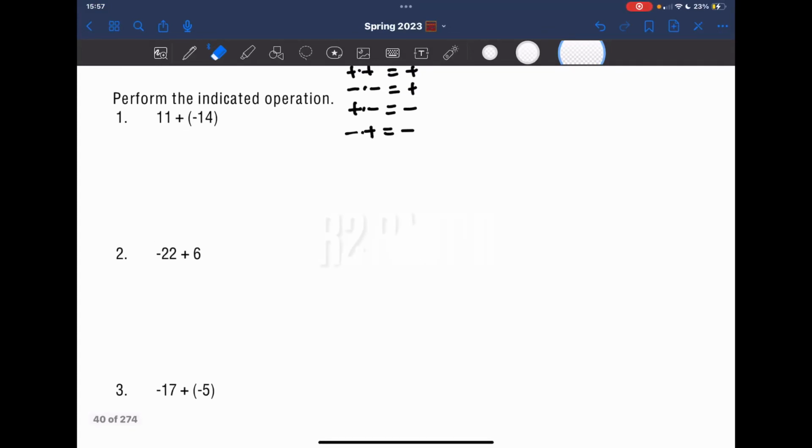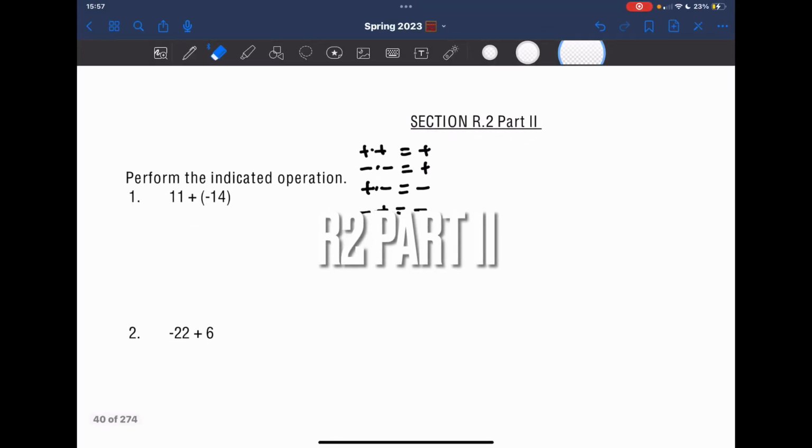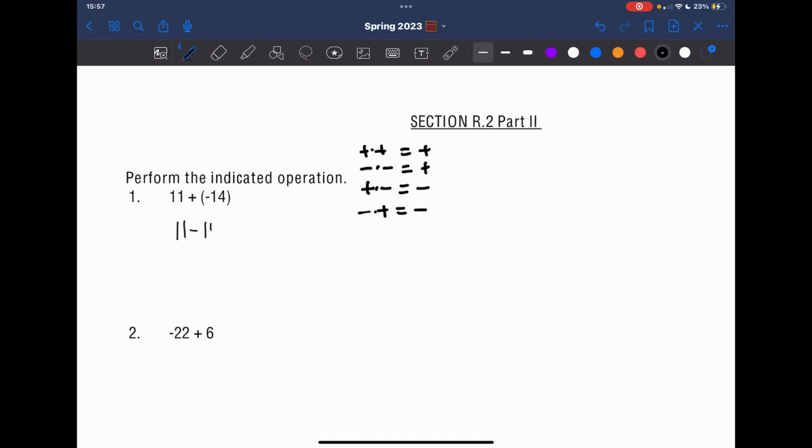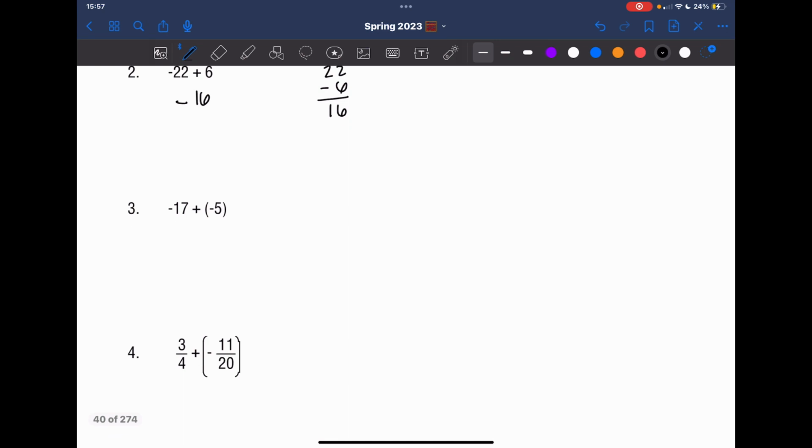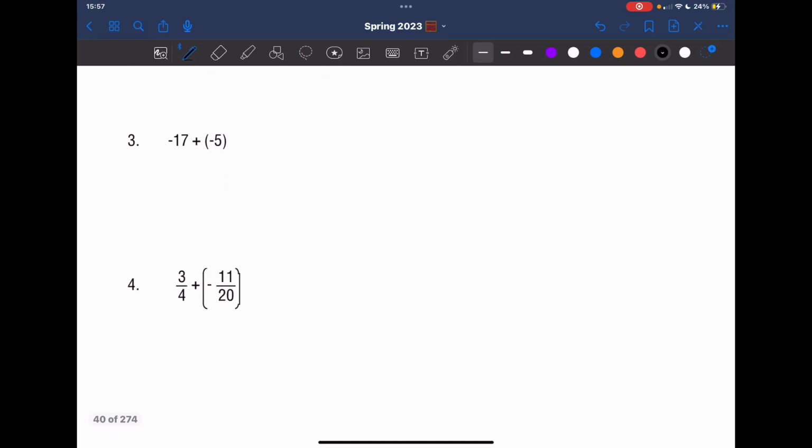Number 1 for R2 part 2, it's going to be 11 minus 14, so I get -3. Number 2, you have more negatives than you have positives, so it's going to be a negative. 22 minus 6 is going to give me 16, so I have -16. Number 3, -17 plus -5 is -22 because they both have a negative sign.